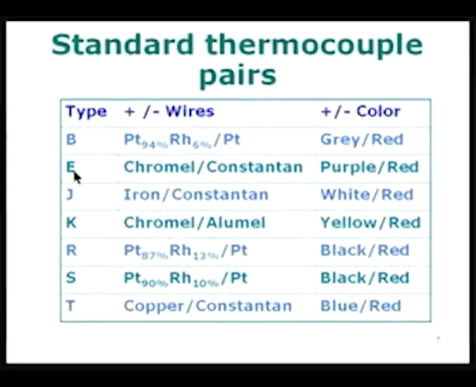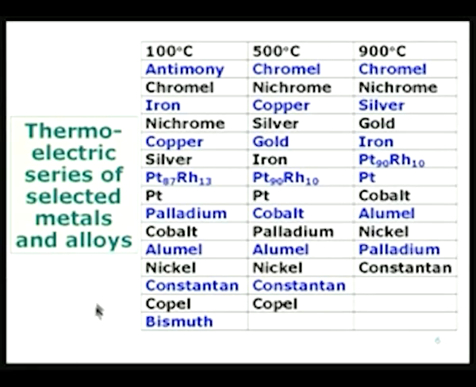Next one is chromel constantan. Let me just go back to the previous slide. You see that the advantage of chromel constantan is it is coming from the topmost to the bottommost, and you will also see that chromel can be used at 100, 500, 900. That means that I can use it even at 900 degrees. So, the entire range of temperature I can cover.